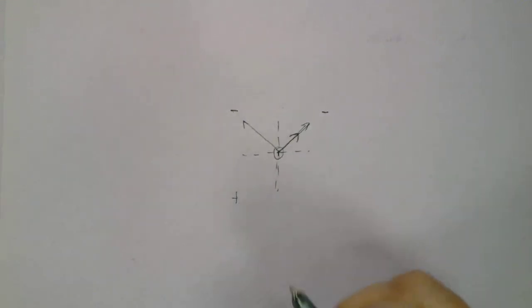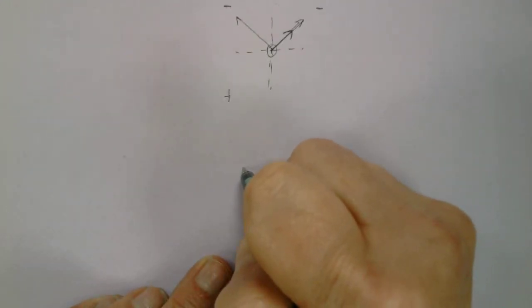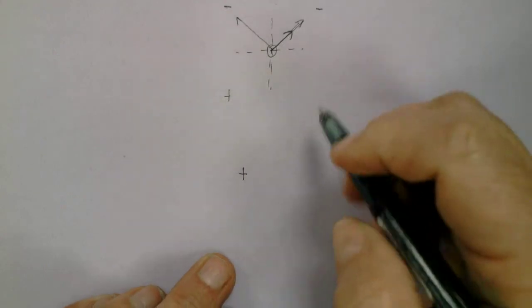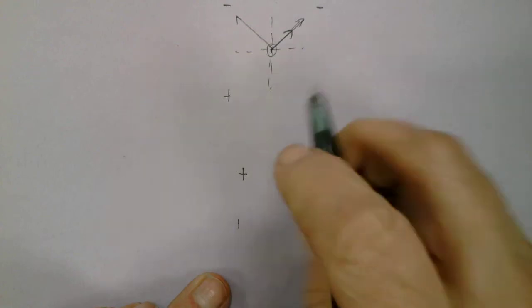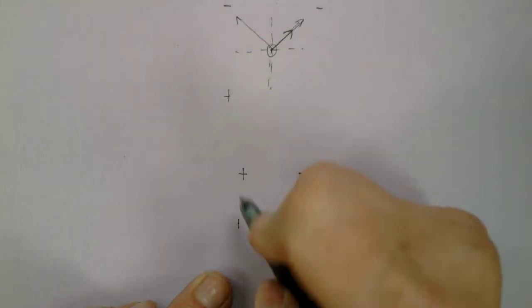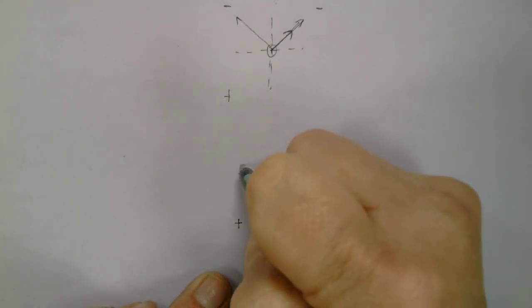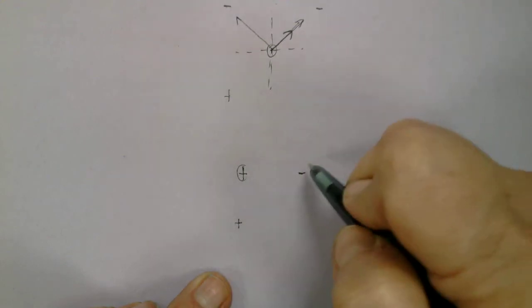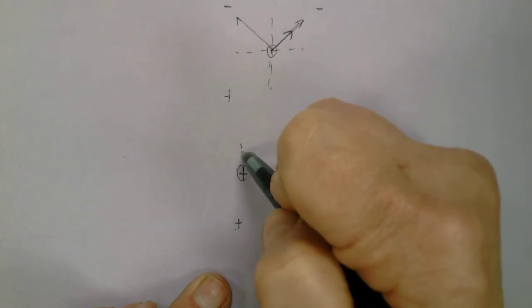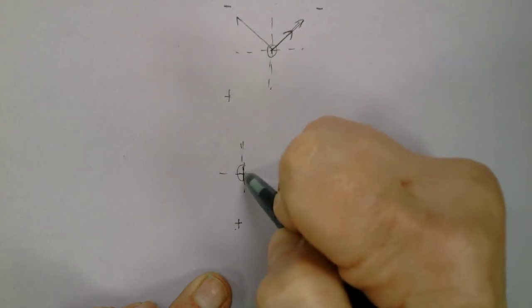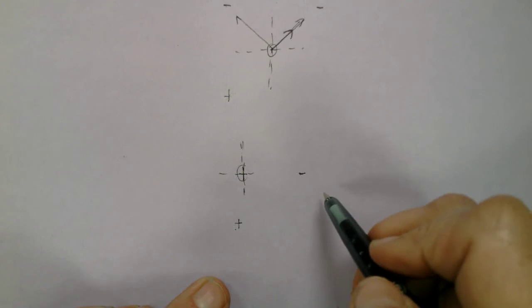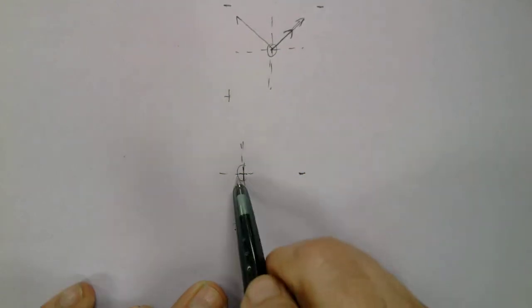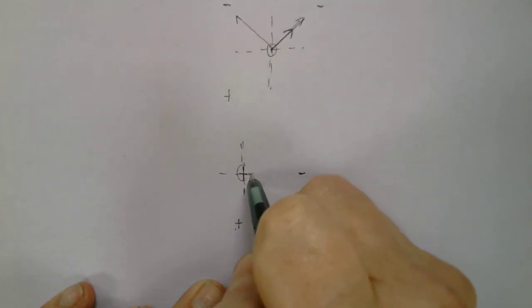Let's try another one. Let's say that I have Q1 here and it's positive, and Q2 is here and Q3 is here, and we'll make that one positive. And I want to know what's going to happen to Q1 because of Q2 and Q3. I put my axes over the one that I care about, and then I just work out what are the forces. Is it going to go towards it? Is it going to go away from it? They're unlike charges, so it's going to go towards it.